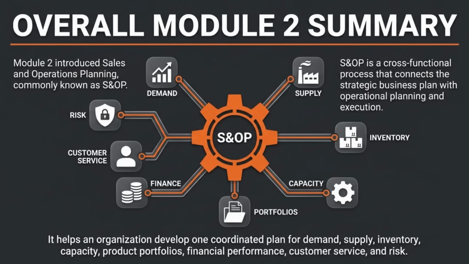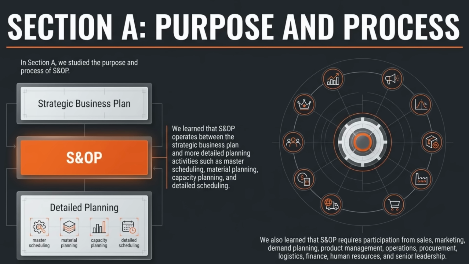Overall Module 2 Summary. Module 2 introduced Sales and Operations Planning, commonly known as S&OP. S&OP is a cross-functional process that connects the strategic business plan with operational planning and execution. It helps an organization develop one coordinated plan for demand, supply, inventory, capacity, product portfolios, financial performance, customer service, and risk. In Section A, we studied the purpose and process of S&OP.